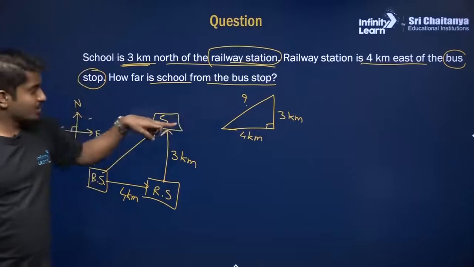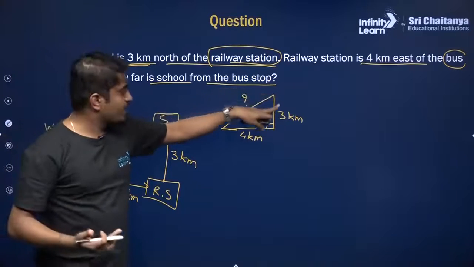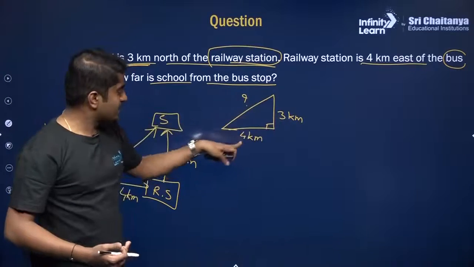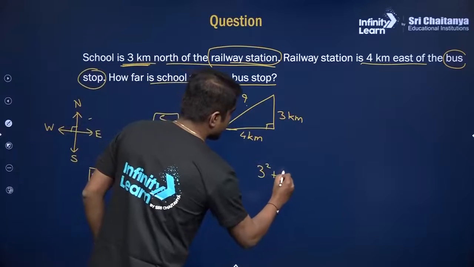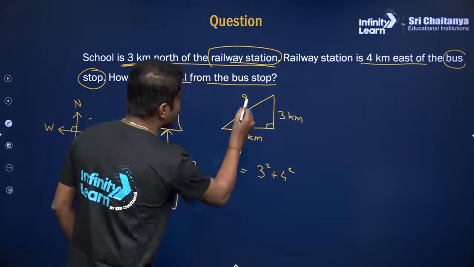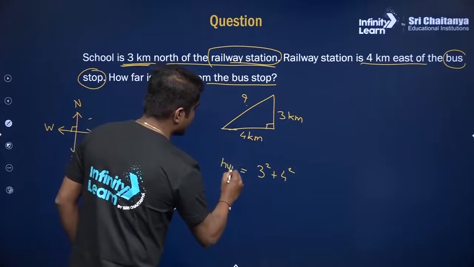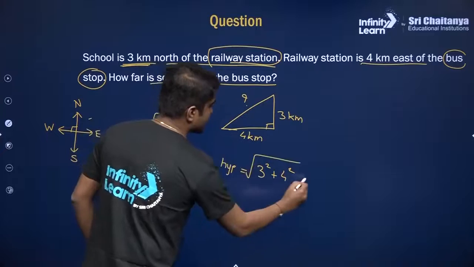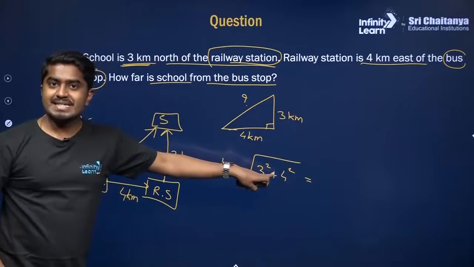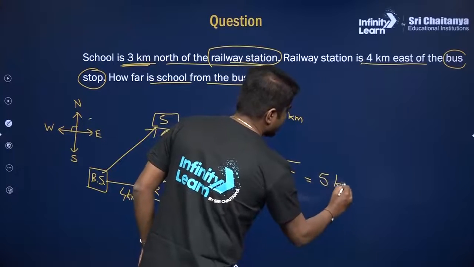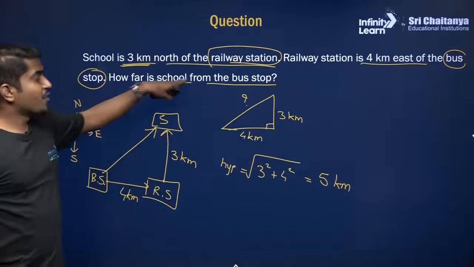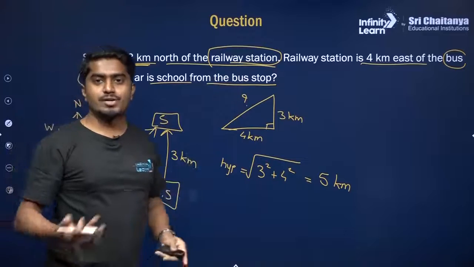Using the Pythagoras theorem, you can calculate: hypotenuse square is 3 square plus 4 square. So hypotenuse would be the square root of 9 plus 16, which is 25, and the square root of that is 5. So this is 5 kilometers. So school is 5 kilometers from the bus stop.